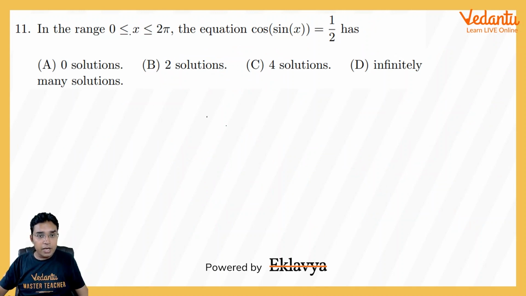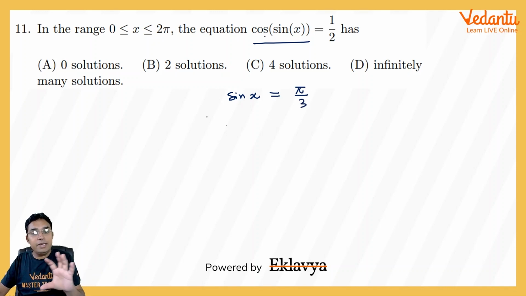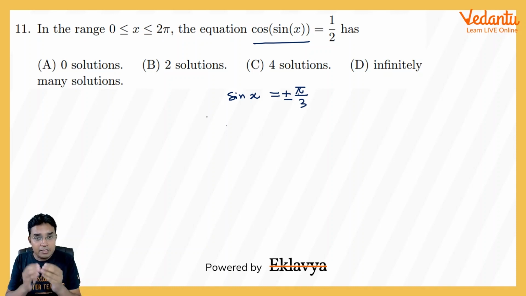In the range x between 0 to 2 pi, the equation has. Now dear all, please understand, if cos of sin x is 1 by 2, okay, so this sin x has to be equal to 60 degree, or in radian pi by 3. In fact, cos is an even function, so even if it is plus pi by 3 or minus pi by 3, cos will give you 1 by 2. And I think these are the angles with smallest magnitude for which cos gives you 1 by 2.